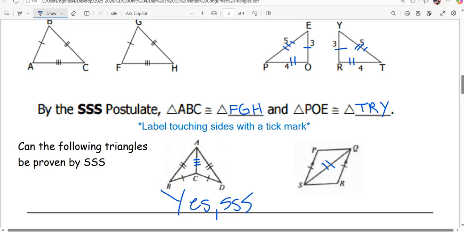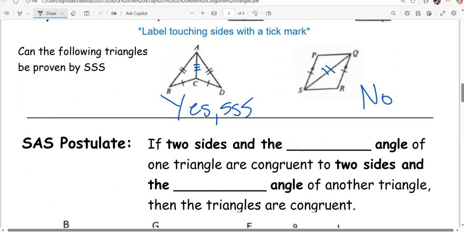So side, nothing. Side, nothing. Is that side-side-side? No. Only if all three sides are matching. So this is a no, sir. Okay? All right, let's go ahead and look at the bottom half and we'll call it a day. Okay? So I know y'all like to give me sass. So here's SAS.